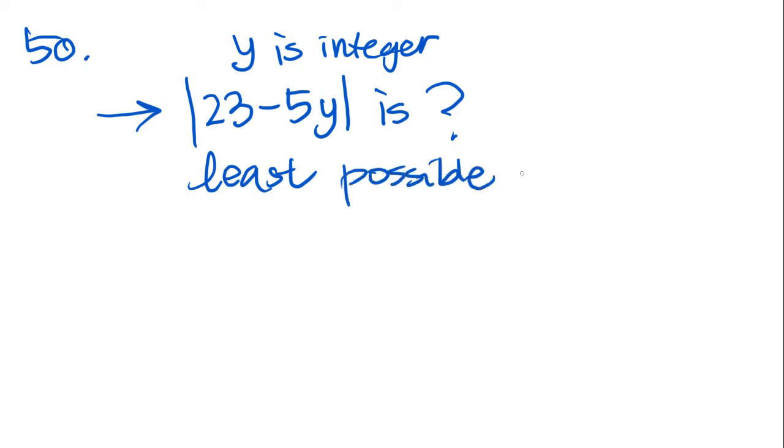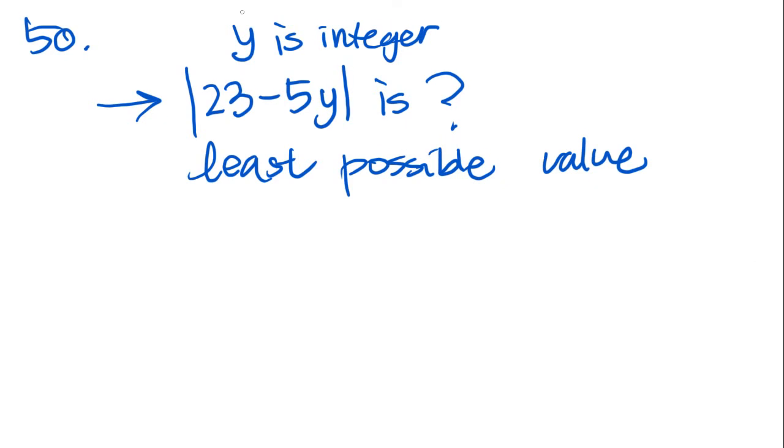So as you're doing these problems, make absolutely certain that you have read the actual question and that you're not confusing part of the question with what it is that the GMAT is actually looking for. So least possible value. All right, let's figure this out. So they said that y is an integer, 23 minus 5y, and the absolute value of that. We want to make sure that we get the smallest possible value.